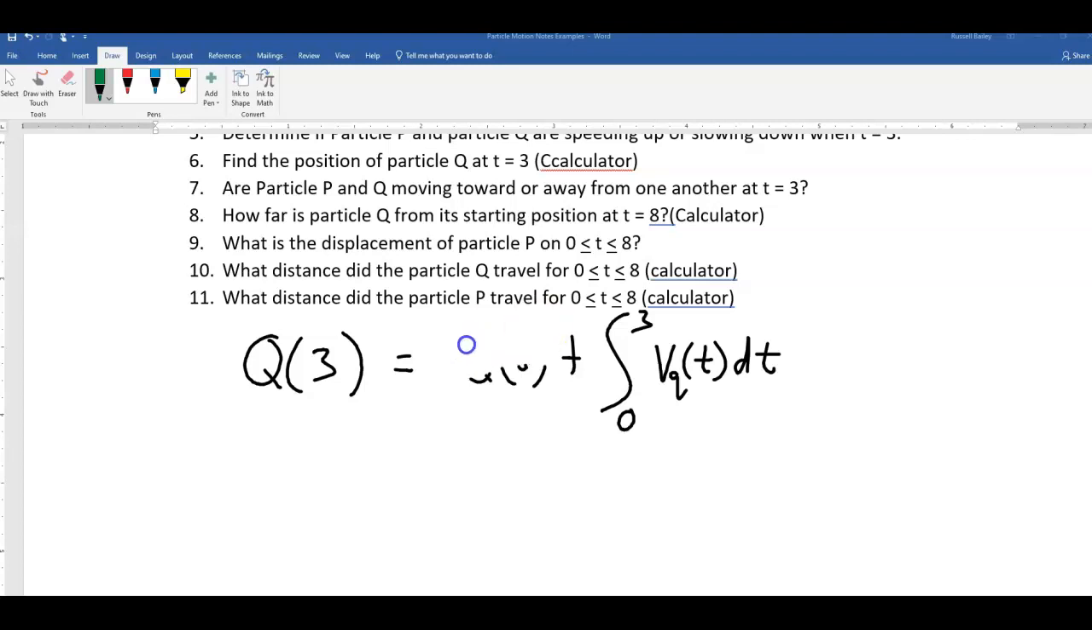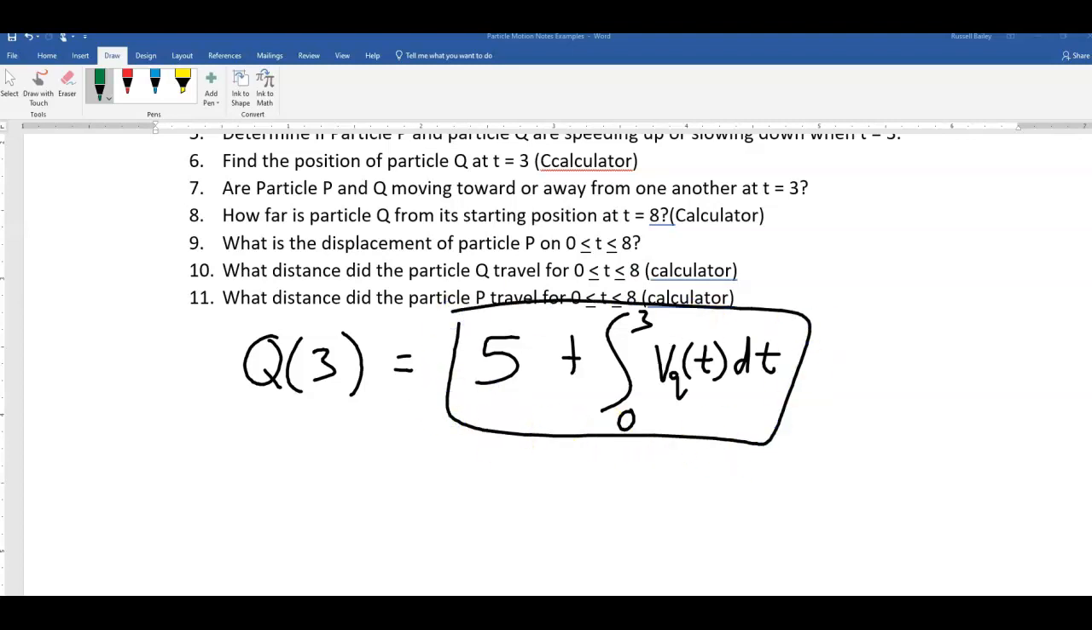Now we want to remember that Q of 0, they told us the starting position was 5, so that's what's going to go there. So I'm just going to be typing this into my calculator on the home screen and see what I get. And I'm getting out of that 23. Now it's possible that they would ask you to do this question without a calculator. The function for the velocity of particle Q is not that difficult to integrate. It does take time to do it. So it's possible they do that, but for the sake of time, I just wanted to demonstrate the process there.